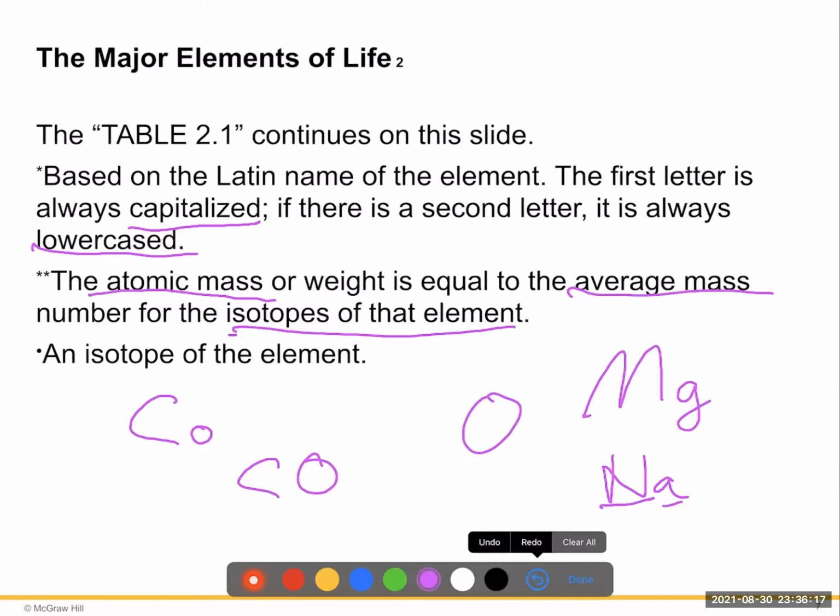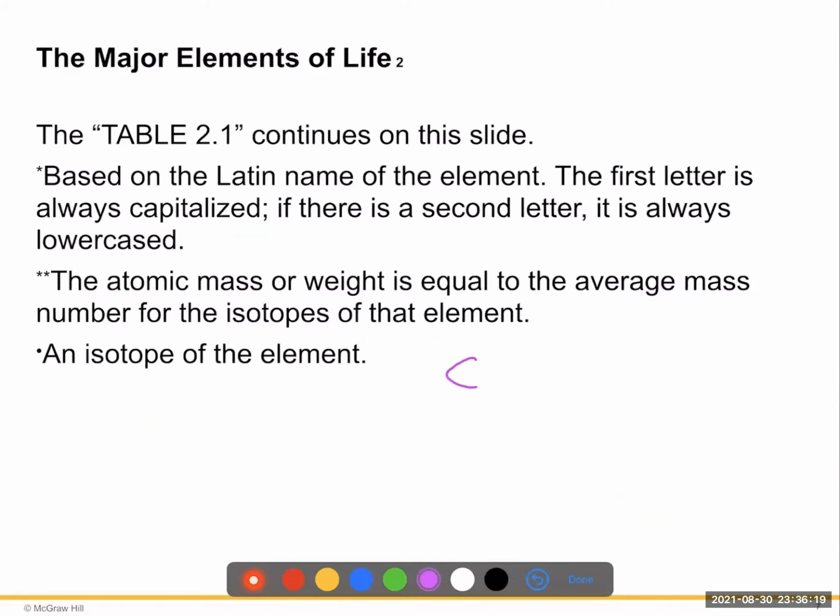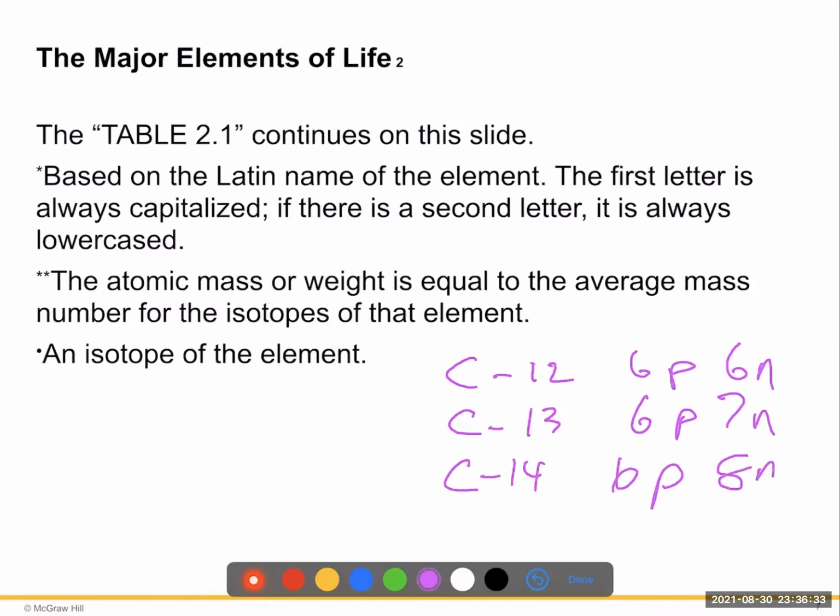Say we have carbon. Let's take carbon as an example. Carbon 12 is 6 protons, 6 neutrons. Carbon 13 is also 6 protons, 7 neutrons. Carbon 14, 6 protons, 8 neutrons. So you notice the protons always stay the same. That's what determines your element. If the neutrons vary, it just makes it a different mass, because neutrons weigh 1 atomic mass unit.